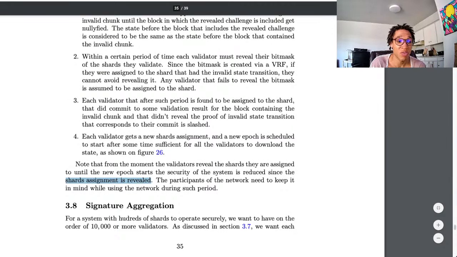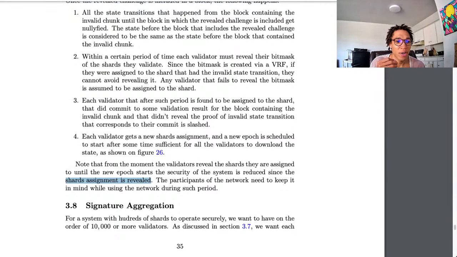shard assignments are revealed. So someone can use a small slashable offense to get validators to reveal their shard assignments and potentially use that to figure out how they want to attack the network, and maybe continue doing this to map out, or I don't know how that would work because it keeps changing with the VRF, but I don't know. The participants of the network need to keep it in mind while using the network during such periods. So yeah, if there's a challenge period, that's the period where you'd have less security. And then once the challenge period is over, you go back to normal. I don't know how long that challenge period is. I guess that would be the issue.